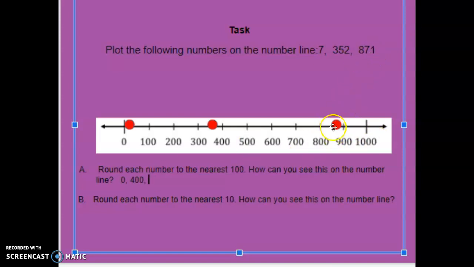And the same thing would happen with this 871. If I pull that number line up and it's curving down, that 871 is going to be on this side, so gravity is going to pull it this way. So it's going to actually round to 900.